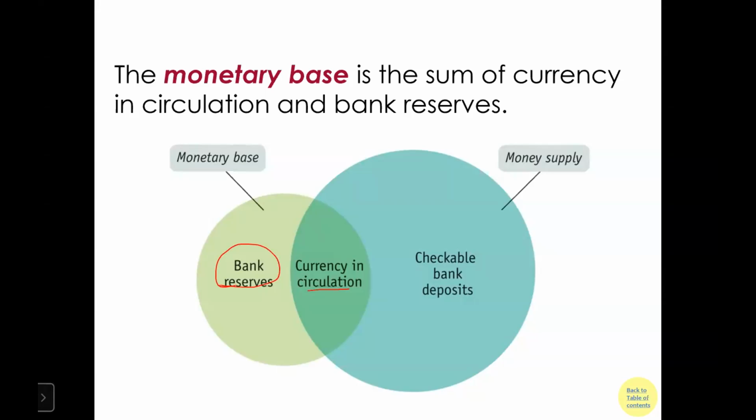But what is the money supply? The money supply here is M1, the most liquid. Okay, so the money supply equals currency in circulation plus checkable bank deposits. All right, so this is M1.